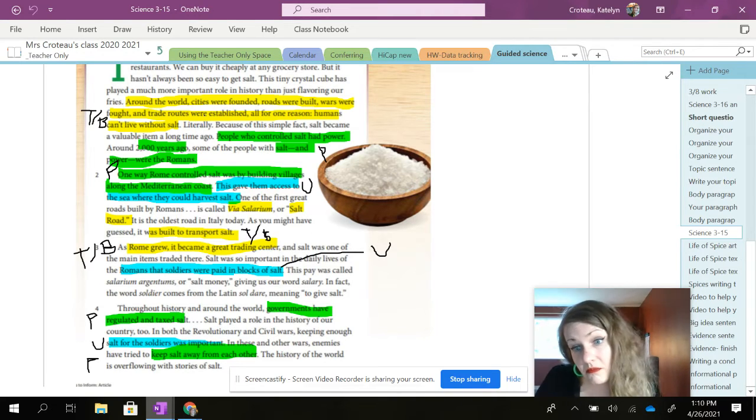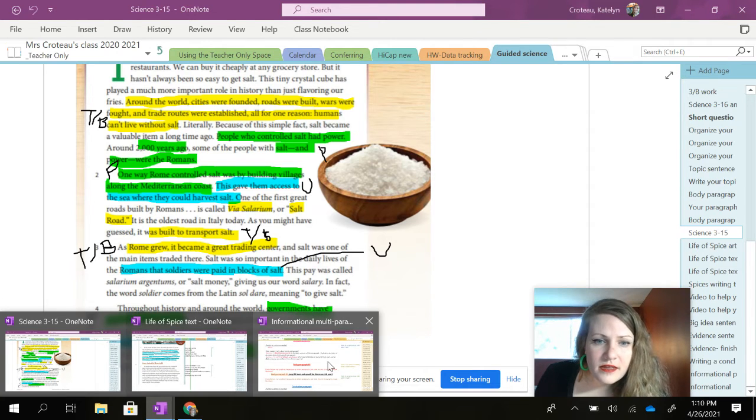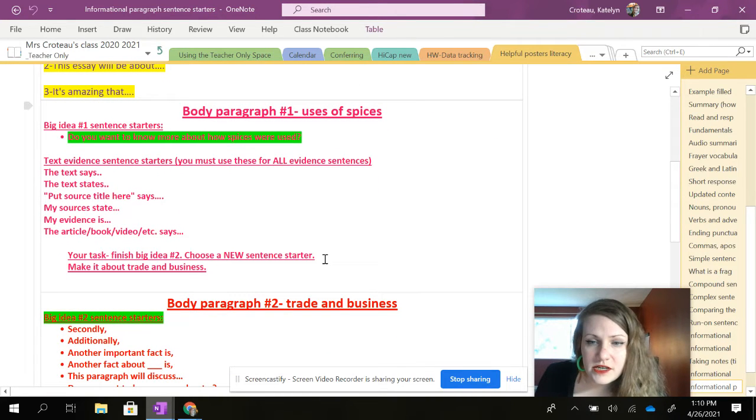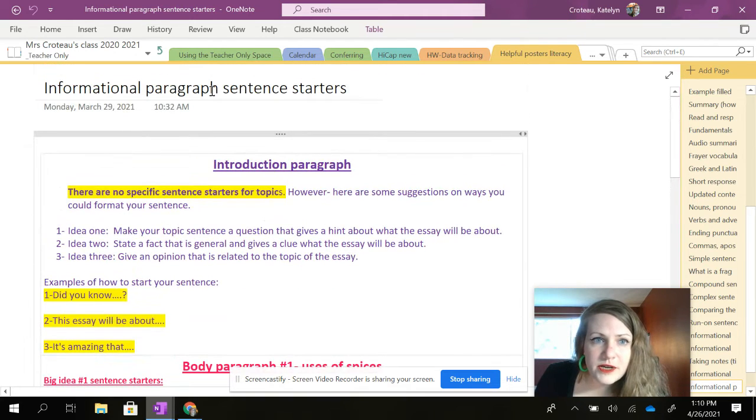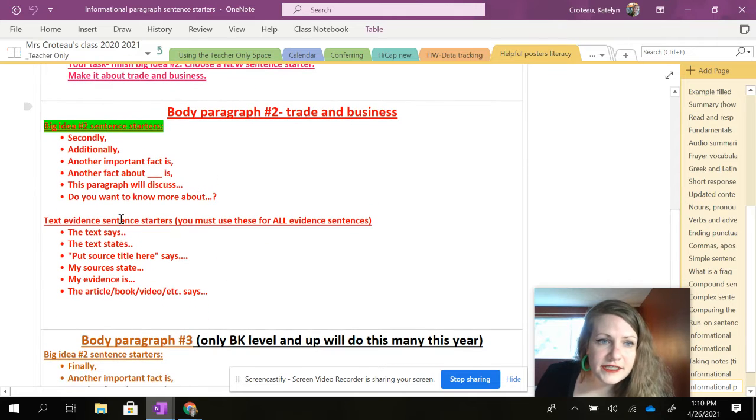without reading it directly? Now, you have to also remember that you need transition words before you choose that evidence. So maybe I chose this, and I'm going to say, let me look at what evidence sentence starters I can use. If you're not sure where this page is, it's in your helpful literacy posters, and it's called Informational Paragraph Sentence Starters. I'm on my second body paragraph, so I'm going to go to this box, and I'm going to find my text evidence sentence starters. I like a simple, the text says, or the text states a lot.